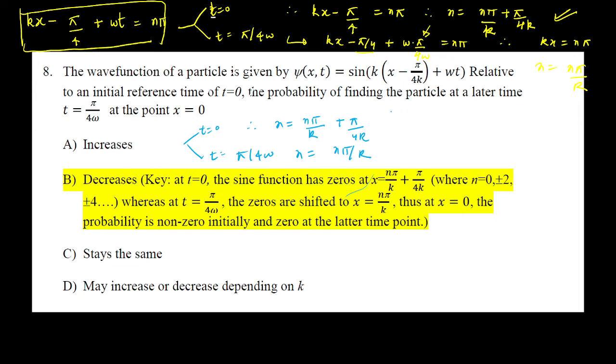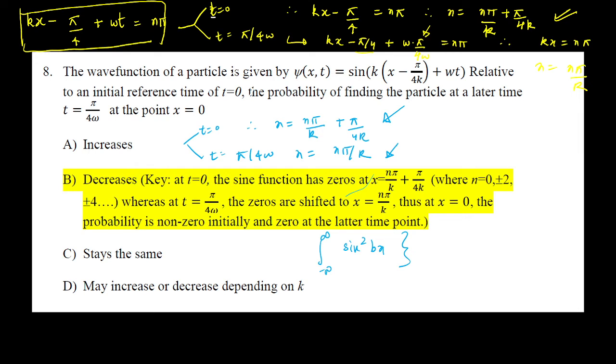At time t equal to 0, the sine function has zeros at x equal to n pi by k plus pi by 4k. And when time is equal to pi by 4 omega, the sine function has zeros at n pi by k. Now, how will the probability vary at x equal to 0 for these two time intervals? So what is probability? It is the integral from minus infinity to plus infinity of sine square kx.